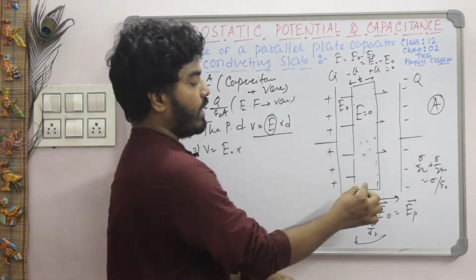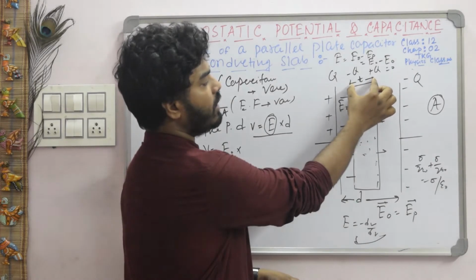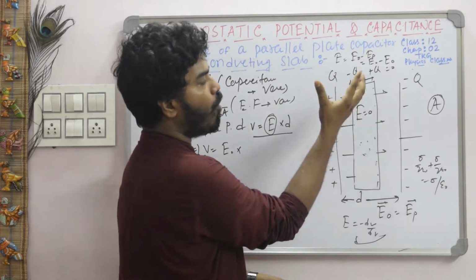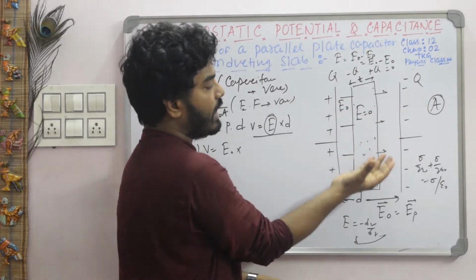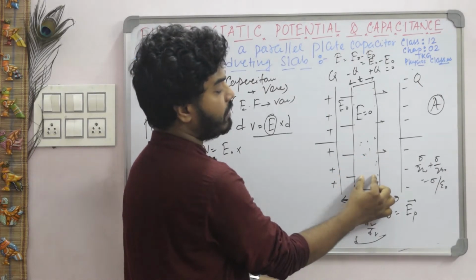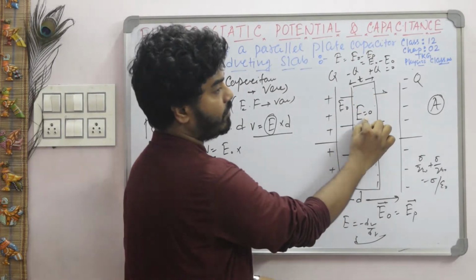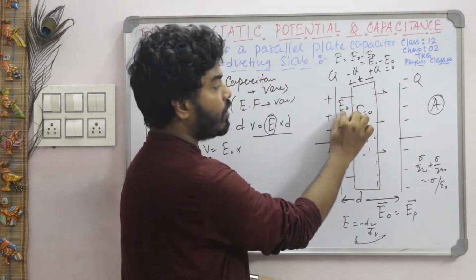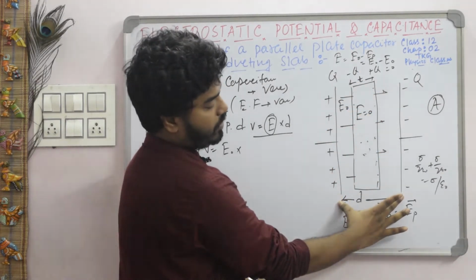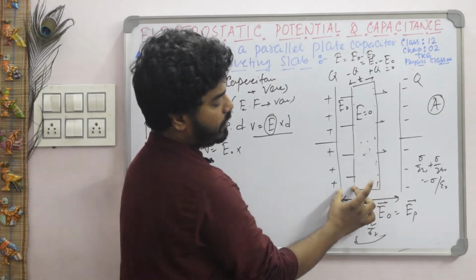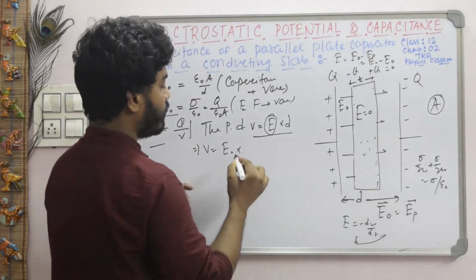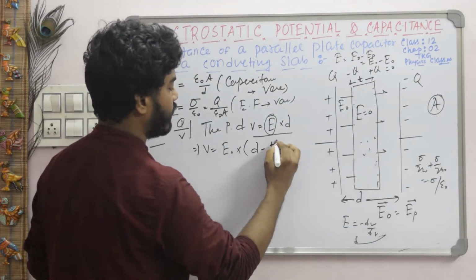Now check one thing: in the region of thickness t there is no electric field, that is, E is 0. So how much distance does E naught exist over? It is the left side and right side separation. In between them, in thickness t, there is no electric field. So E naught is present over a distance where this separation is d and this separation is t. So this portion and this portion together become d minus t, right? So this separation becomes d minus t.